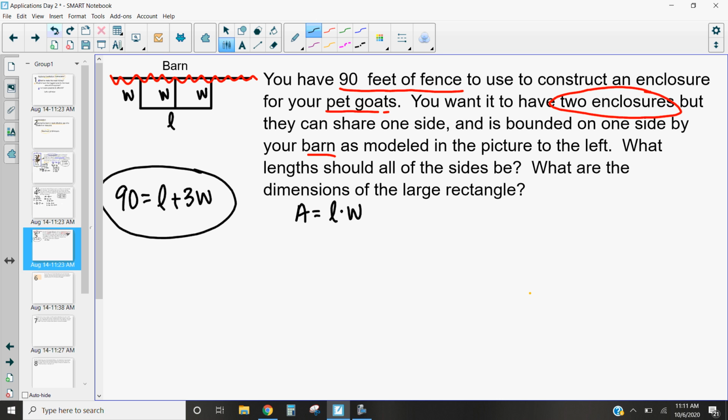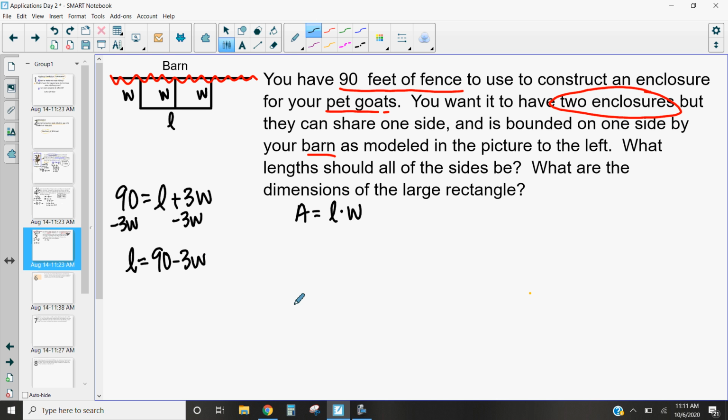So as we're doing this problem here, let's solve for something. I'm going to solve for L because it doesn't have a coefficient or a number in front. So minus 3W minus 3W, L equals 90 minus 3W. Fantastic. So that's what L equals.